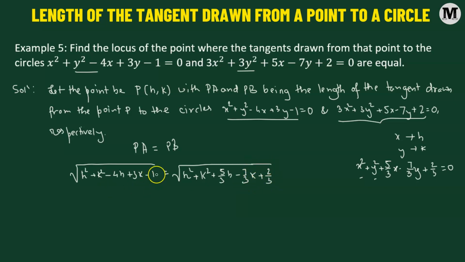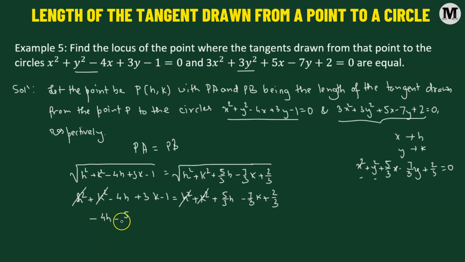Now we'll get rid of the square root from both sides by squaring to get h squared plus k squared minus 4h plus 3k minus 1 equals h squared plus k squared plus 5 over 3h minus 7 over 3k plus 2 over 3. Now we can cancel out h squared and k squared from both sides. Now we have negative 4h minus 5 over 3h, plus 3k plus 7 over 3 times k, negative 1 minus 2 over 3 equals 0.